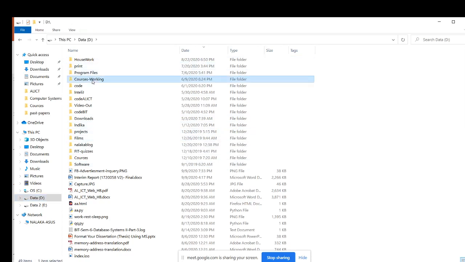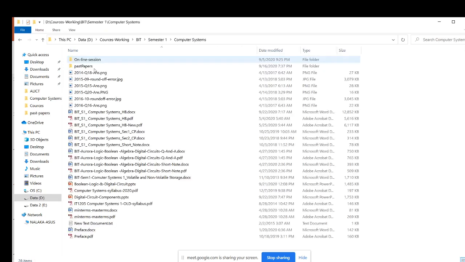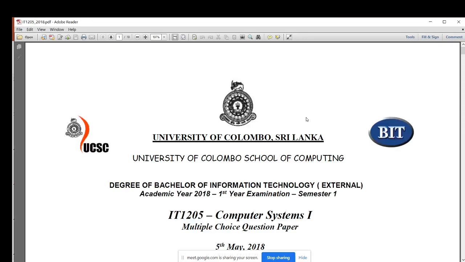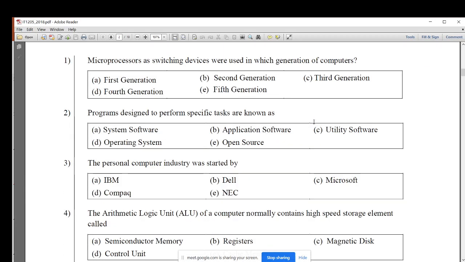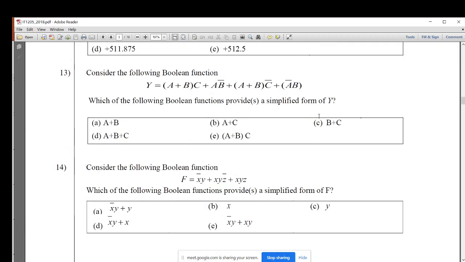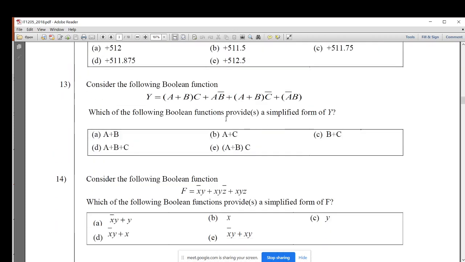So let's try to do a few questions, at least just one more paper. Let's take the 2018 paper, because I think we discussed the 2019 paper last time. Question 13. Consider the following Boolean function.